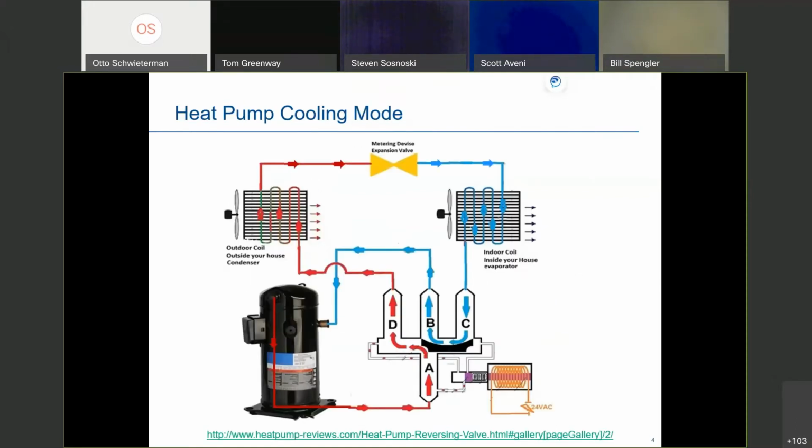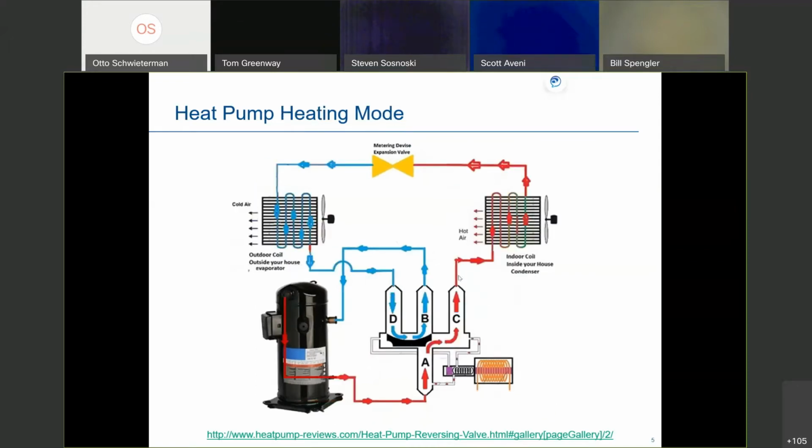I'm going to quickly show heat pumps. Cooling mode in the heat pump is the same as cooling mode in a strict AC-only system. The only difference is there is a valve here. So in cooling, the valve does the exact same thing. The refrigerant goes to the outdoor condenser first, then it comes into the evaporator. It does the same thing that you would typically see in a straight AC unit.